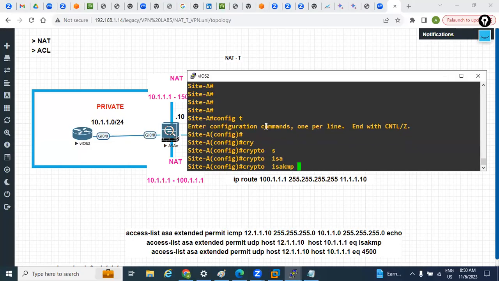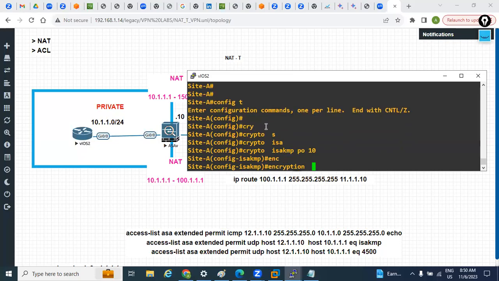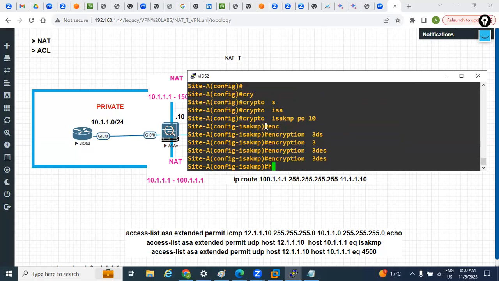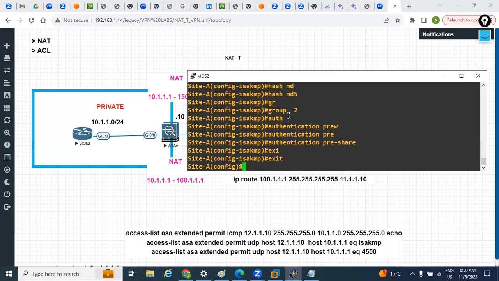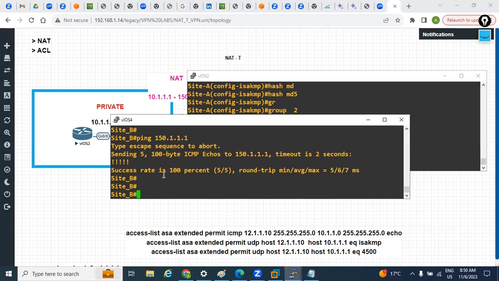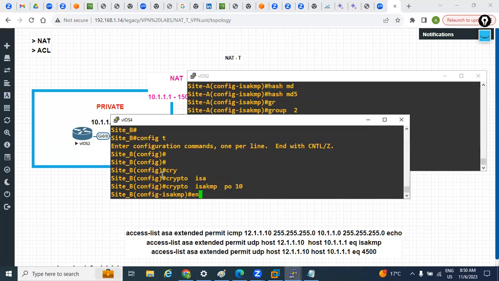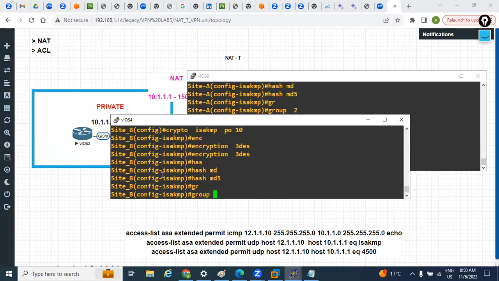Crypto isakmp policy 10, encryption 3des, hashing MD5, group 2, authentication pre-share. Okay, group 2, MD5. Let me configure the same on the other side as well. Crypto isakmp policy 10, encryption 3des, hashing MD5, group 2, authentication pre-share.